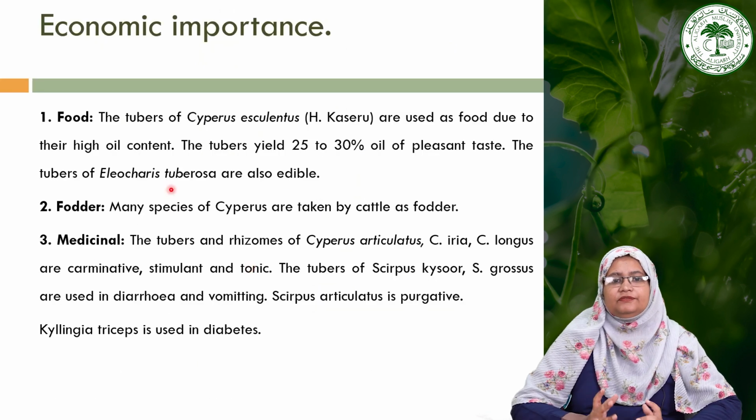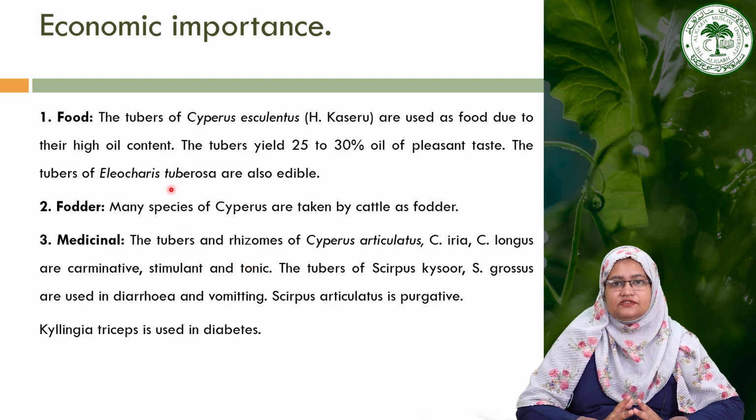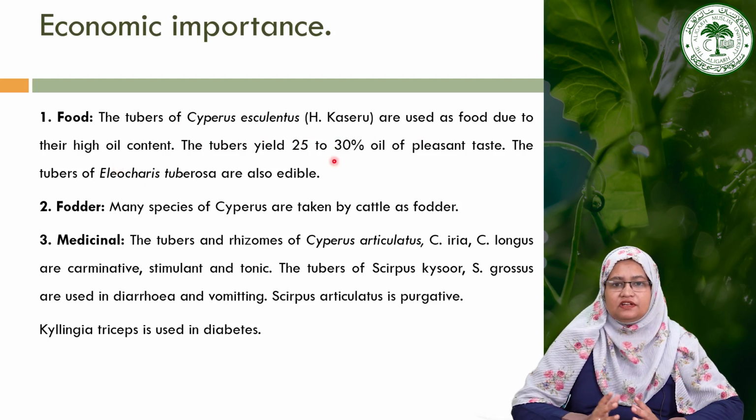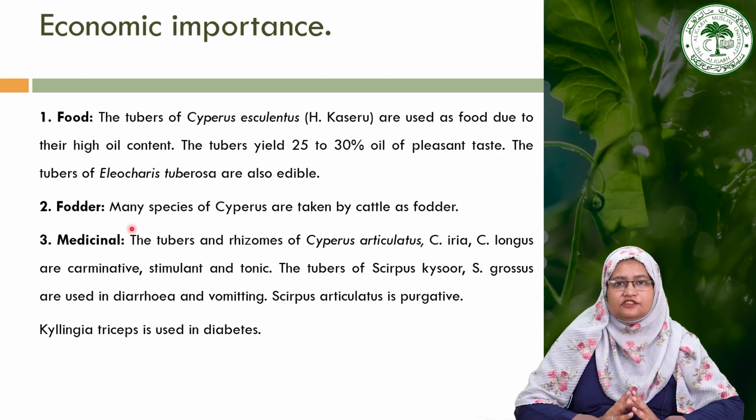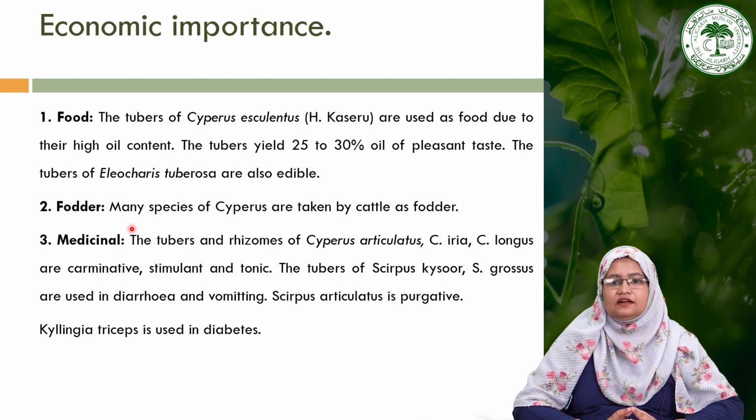Now moving towards the economic importance of the family Cyperaceae. First of all, starting from food, tubers of Cyperus esculentus, in Hindi called kaseru, are used as food due to their high oil content; the tubers contain approximately 25 to 30% oil of pleasant taste. The tubers of Heliocharis tuberosa are also edible. The next economic importance of this particular family is as fodder, like many species of Cyperus are taken by cattle as fodder.